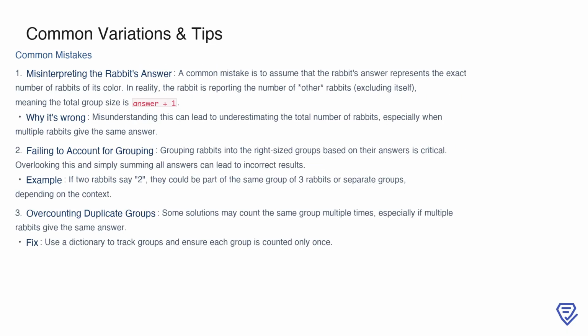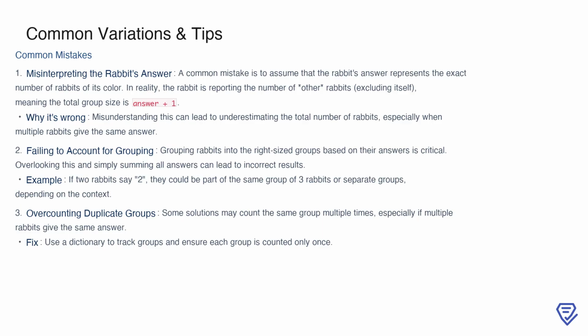When solving this problem, there are a few common mistakes to watch out for. First, it's easy to misinterpret the rabbit's answer. The number a rabbit gives represents the count of other rabbits of the same color, not including itself. This means the total group size is actually the reported answer plus 1. Misunderstanding this can lead to underestimating the total number of rabbits, particularly when multiple rabbits give the same answer.